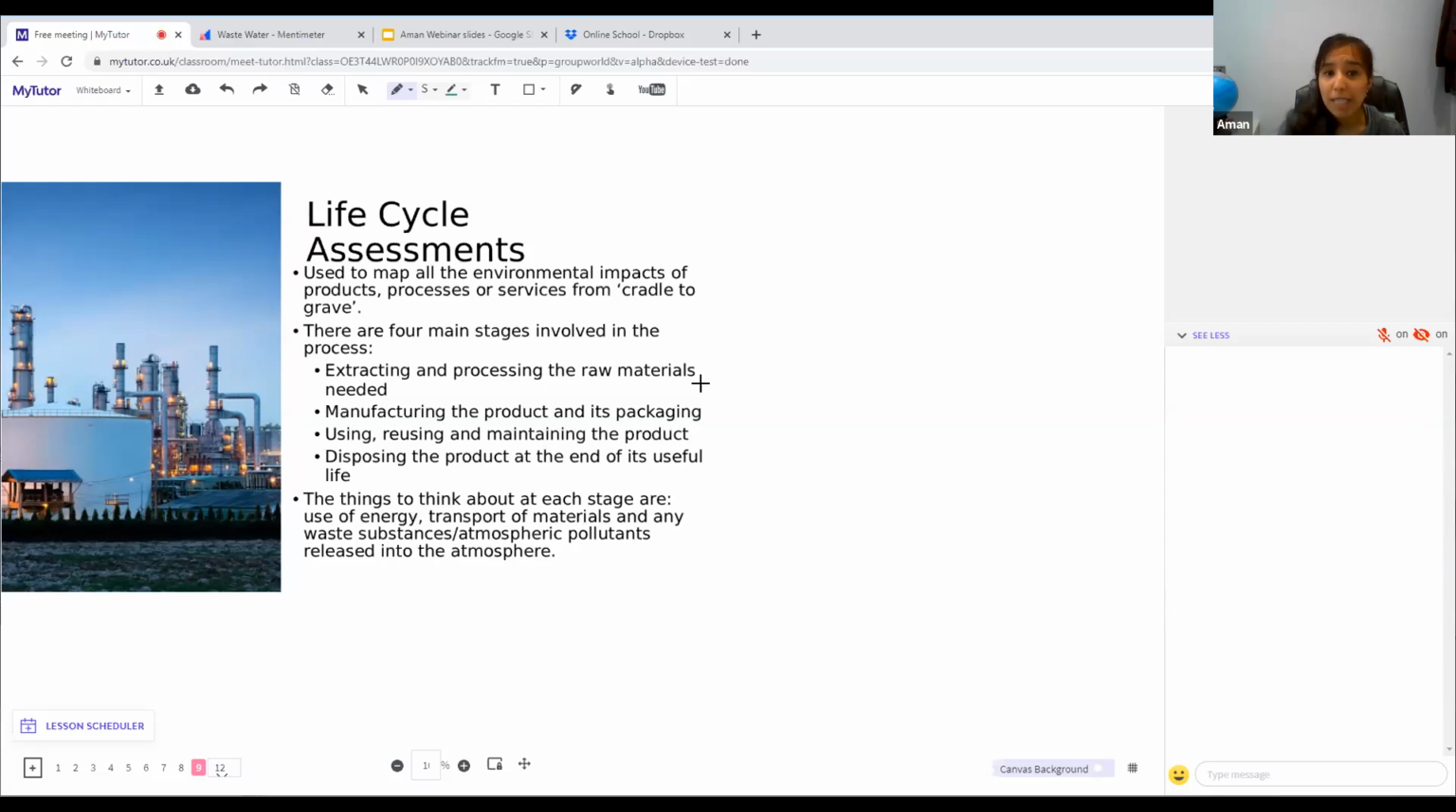And there are 4 main stages involved. The first one is extracting and processing the raw materials needed. So that's what I talked about when we produce that plastic bag. Then manufacturing the product and its packaging, using, reusing and maintaining the product, and then disposing of the product at the end of its useful life. So there are 4 main stages involved.